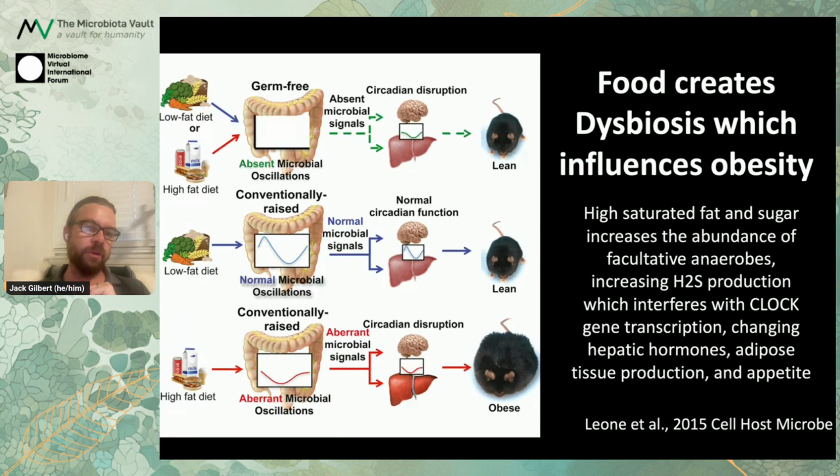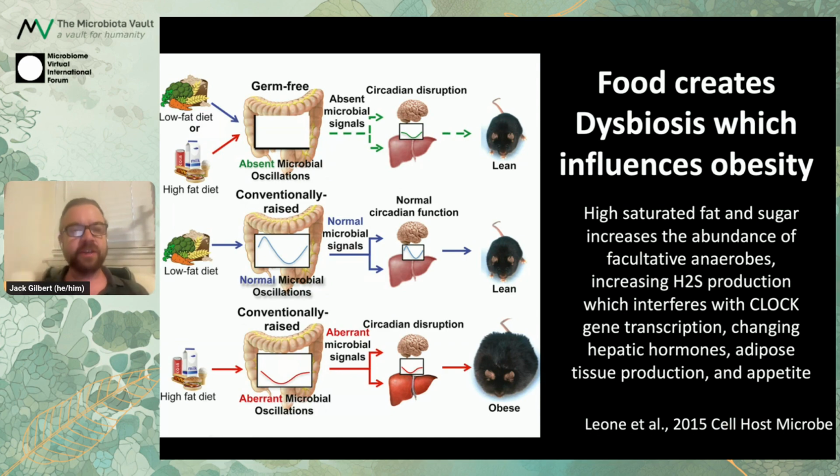A germ-free animal up on the top here, whether it's consuming a low-fat diet or a high saturated fat, high sugar diet, it doesn't really matter. As long as it's consuming the same number of calories, you'll get a similar circadian functional dynamic inside the animal's organs. The brain will be in sync with the liver, and we will see the same kind of metabolic phenotype, the same amount of weight gain.